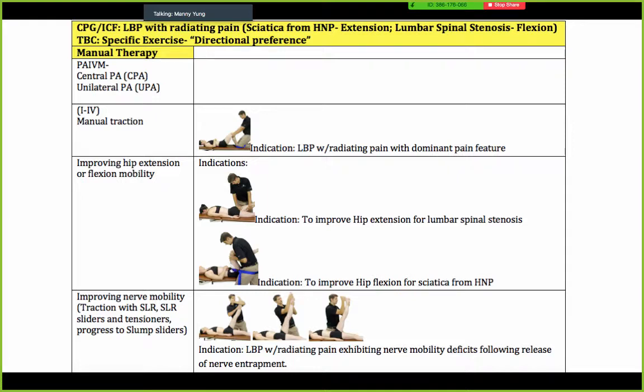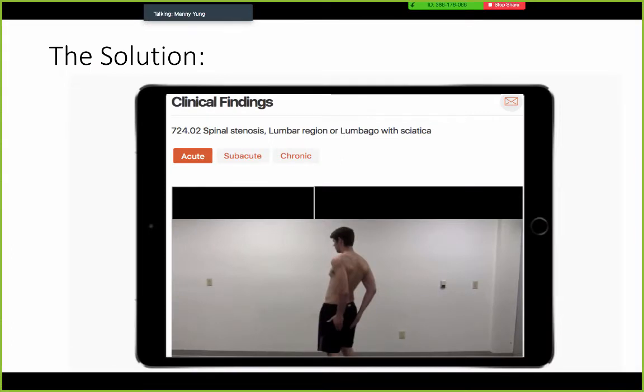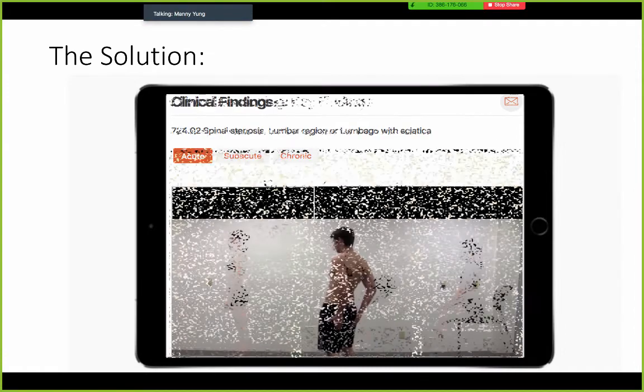Mike? And so in the app, you'll see that for lumbar spinal stenosis, the clinical finding is a short 1 to 2 minute video that shows the students some things that they need to look out for. For example, folks that have range of motion deficits for hip extension may excessively use their lumbar extension and may have pain and irritate the nerve tissue.